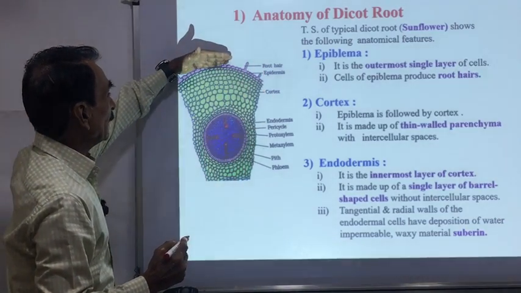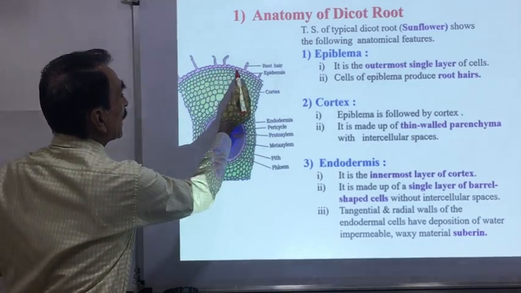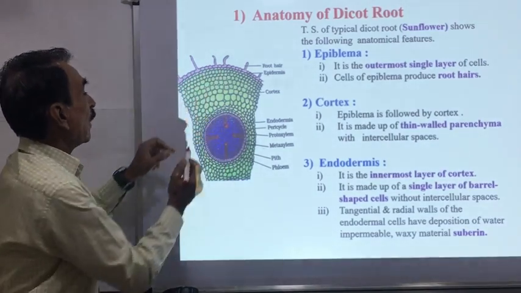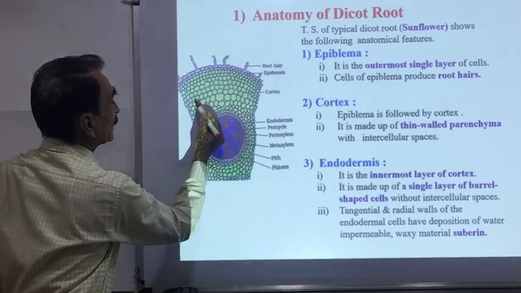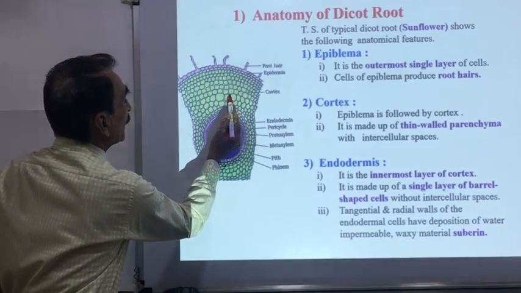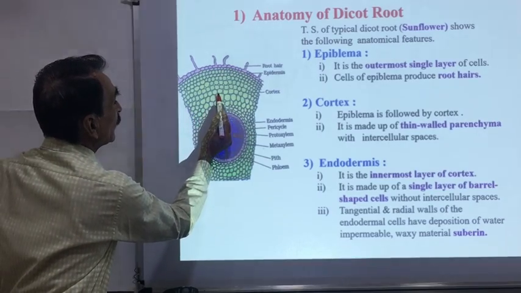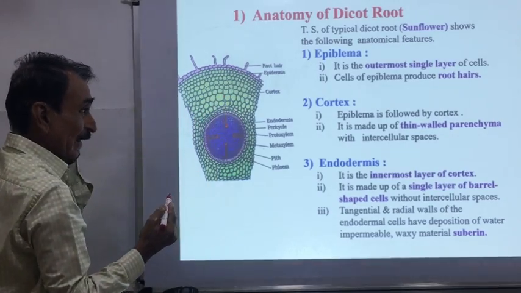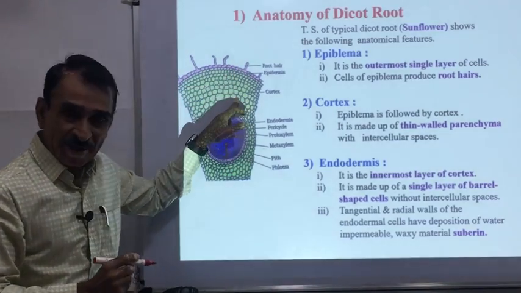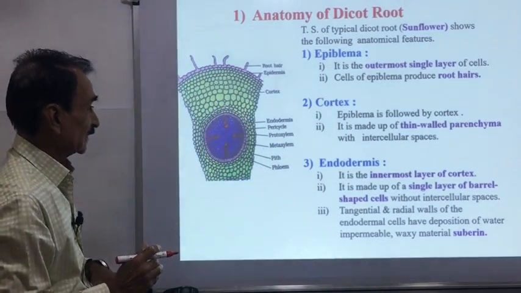Then the epiblema is followed by the cortex. This is the cortex, it starts from here up to here. The cortex is made up of thin-walled parenchyma cells. These parenchyma cells have intercellular spaces, you can see spaces between the cells.